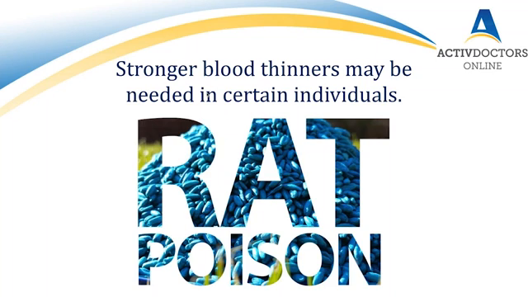Stronger blood thinners may be needed in certain individuals. Who are these going to be needed in? These are particularly necessary for people with those embolic strokes, particularly the people with atrial fibrillation. Now, I put rat poison here. Coumadin, which has for many decades been used as the main blood thinner for atrial fibrillation, is actually the same ingredient as rat poison. In rats, it kills them by causing uncontrollable bleeding in the rat, which is what kills the rat.